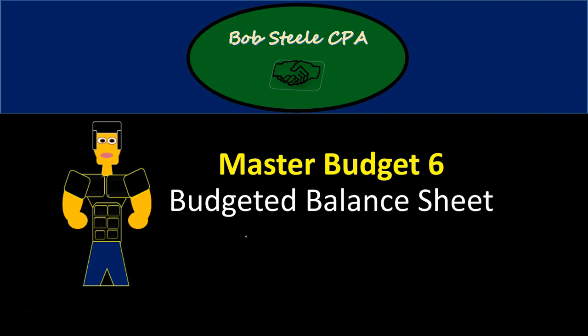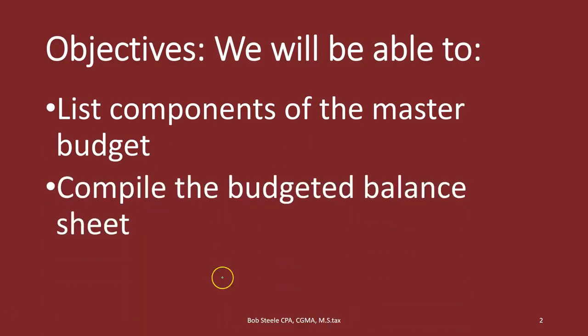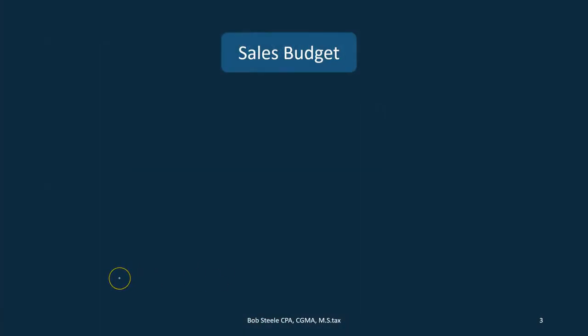If you haven't taken a look at the other 5, you might want to take a look at those first, because we will be using components of those in order to compile the balance sheet. At the end of this, we will be able to list components of the Master Budget and compile the budgeted balance sheet. This is going to be the components here.